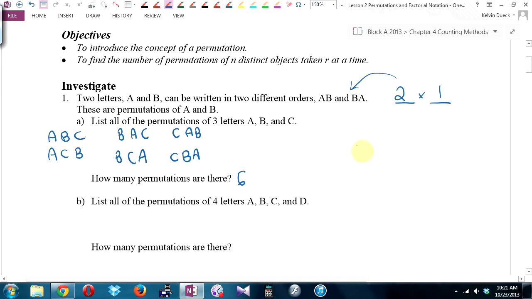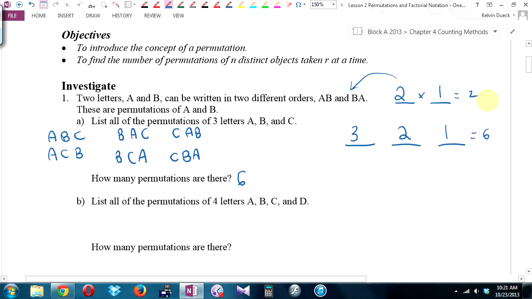I wonder if for 3 letters, if I drew 3 blanks. I have an A, B, and a C in the Scrabble bag. How many choices do I have when I reach in? 3. I pull 1 letter out. How many letters are now left? Does that work out to 6?